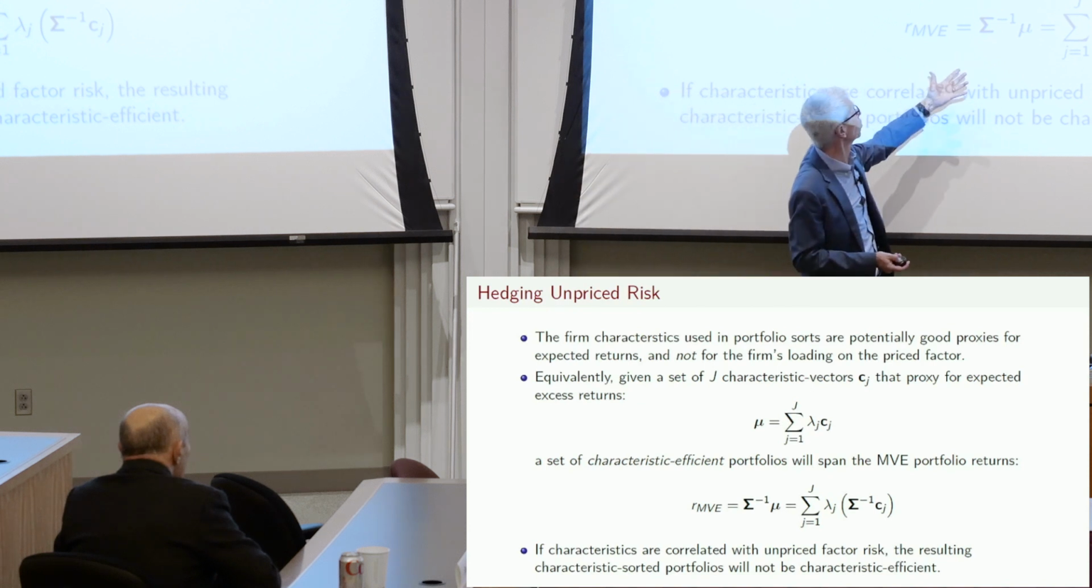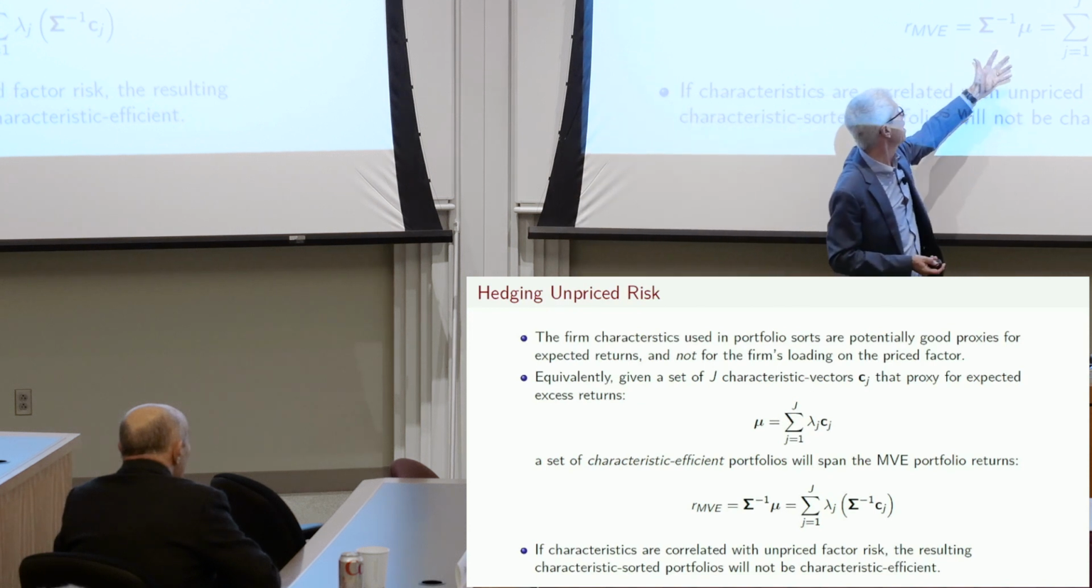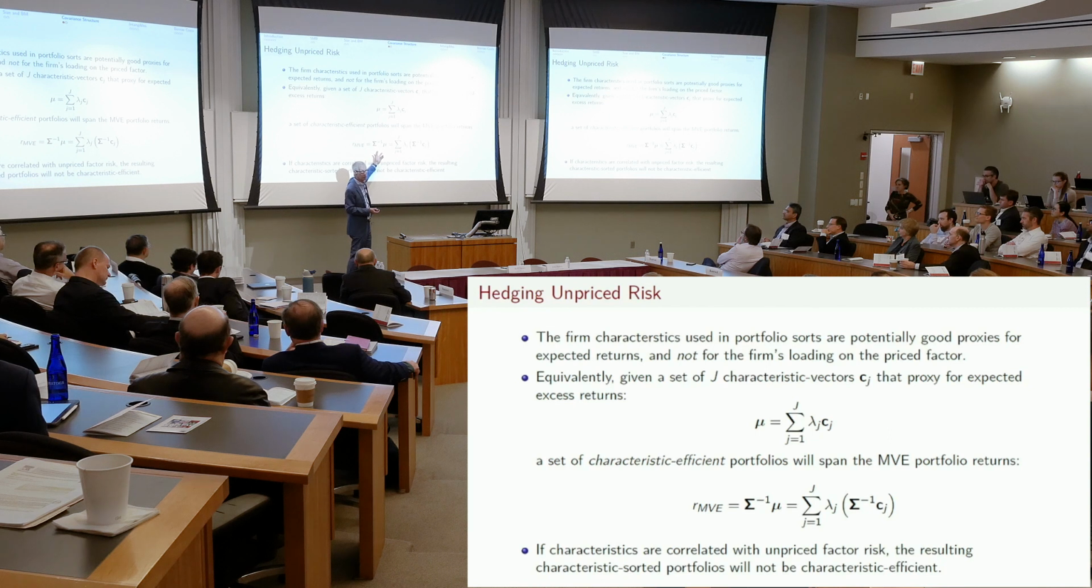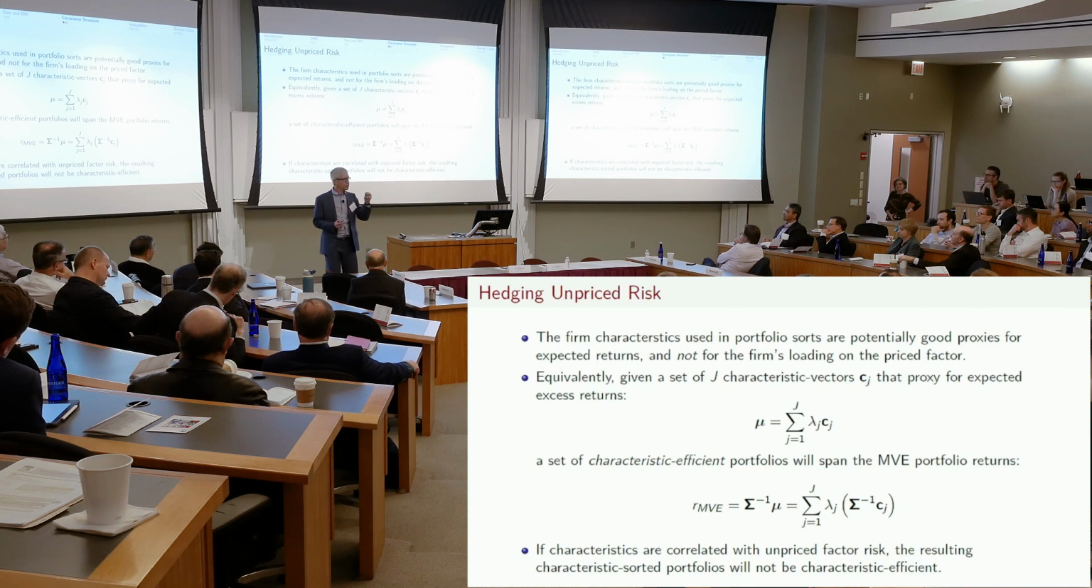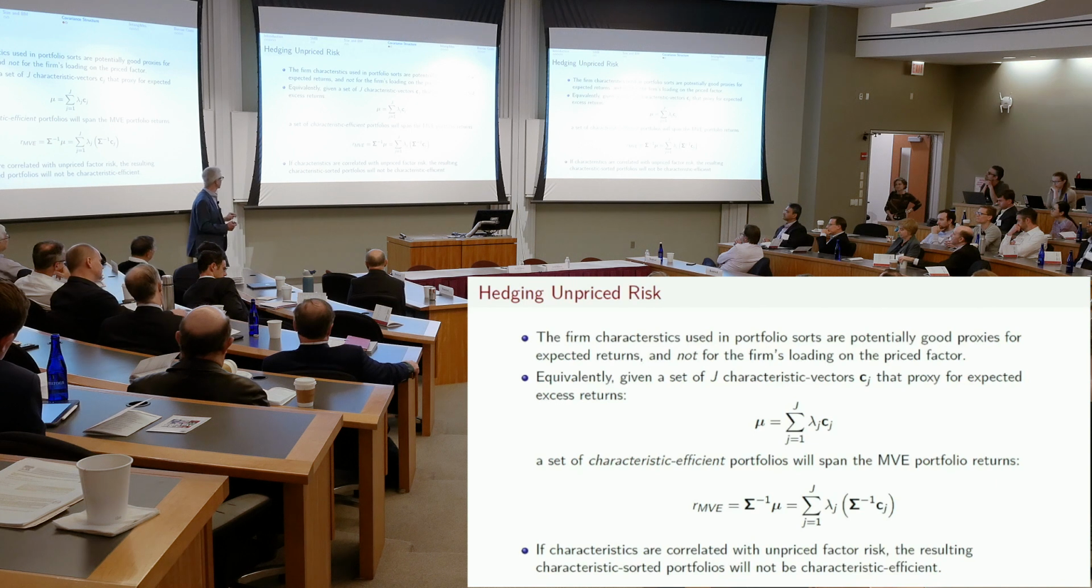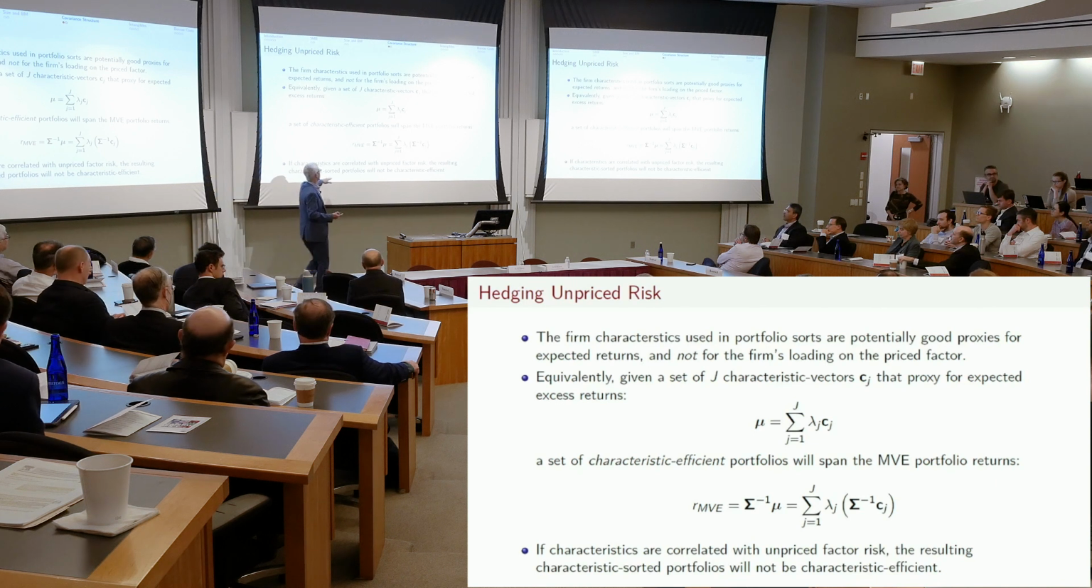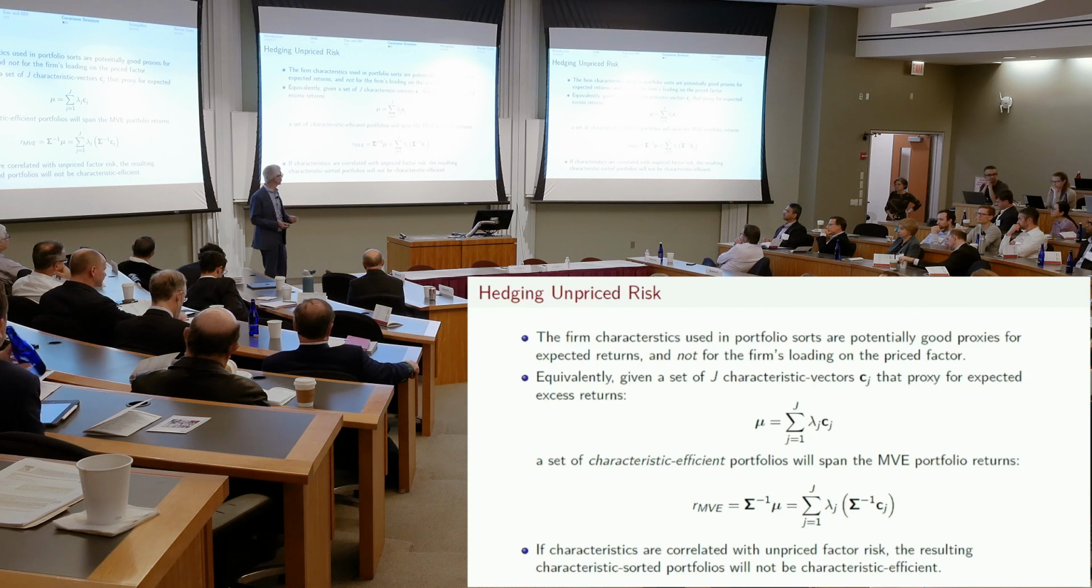The mean variance efficient portfolio is going to be the combination of those individual assets, the n assets in your universe. Each of these portfolios gives you a certain exposure to the characteristics with the minimum possible variance. So in other words, these are characteristic efficient versions of the Fama French portfolios.